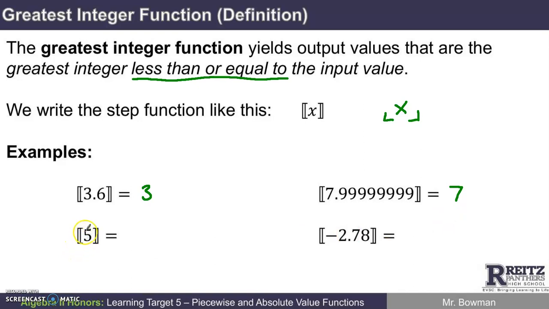The greatest integer output value for 5, since it says give me the greatest integer less than or equal to the input value, since 5 is an integer, is 5. Alright, be careful here. This is the one that students often miss. What's the greatest integer output value for negative 2.78? Negative 3. That's right. Negative 3 is the greatest integer that's less than this. It's not negative 2. Be careful.